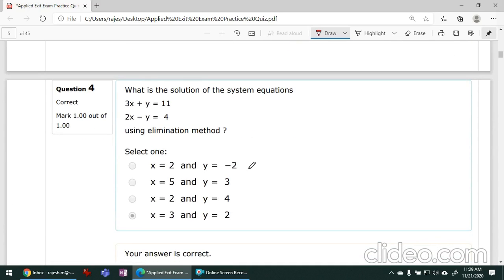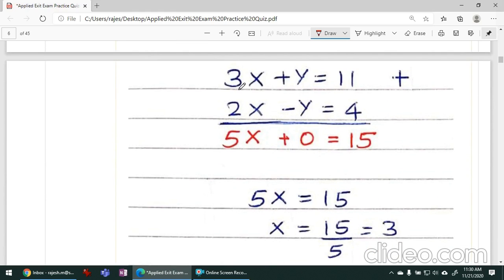Now question number 4. What is the solution of the system of equations? You have two equations using elimination method, using elimination. So what is elimination? Elimination means delete. Okay, you have the two equations here. Look here how to solve. 3x plus y equal to 11, 2x minus y equal to 4.